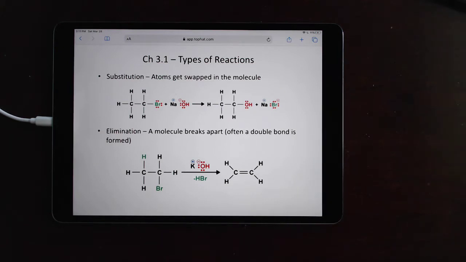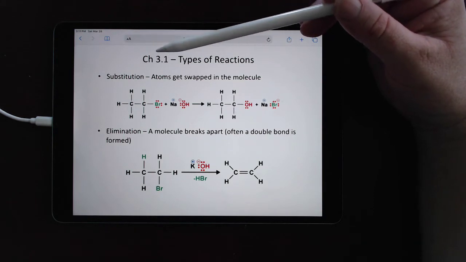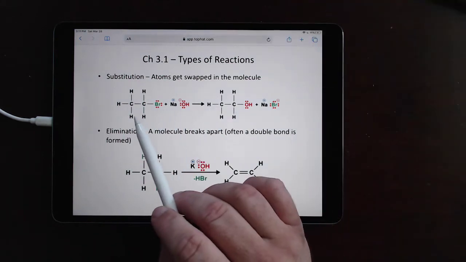So we're going to be talking about some of the basics of organic reactions. We're not going to get into specifics, but mostly just looking at the general types. So there's 4 basic reactions that we're going to be dealing with. The first one is substitution reaction, where atoms get swapped between two.